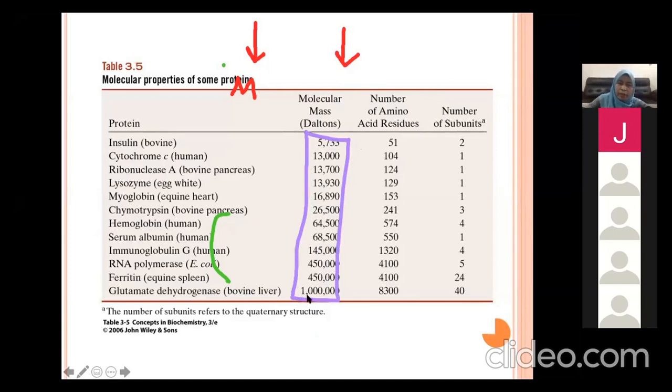The glutamate dehydrogenase, of course, will be at the top of the gel. But in this case, once we have the 1000 kilodalton, meaning that the gel just now is not suitable to be used, because the top marker is only 110 kilodalton. We need to change the composition of the gel according to the size of the protein that we want to observe. Even this, starting from 145 until here, we cannot observe using the 12% gel. We need to adjust the percentage of the gel.